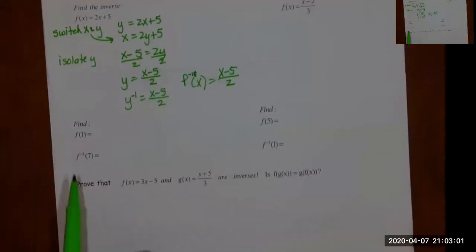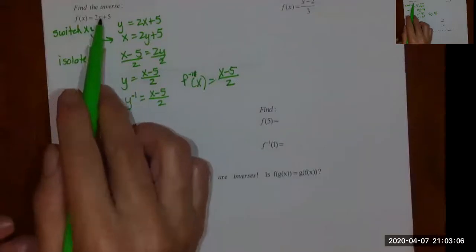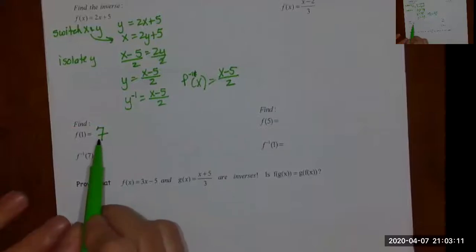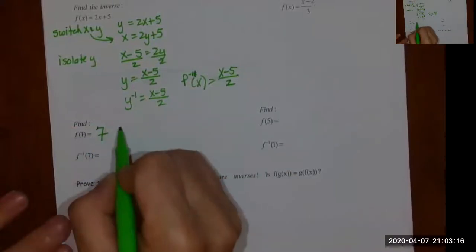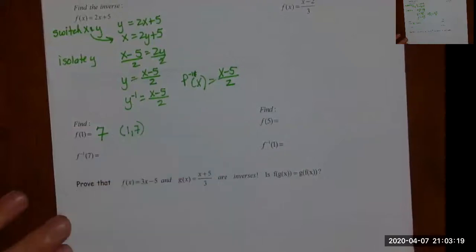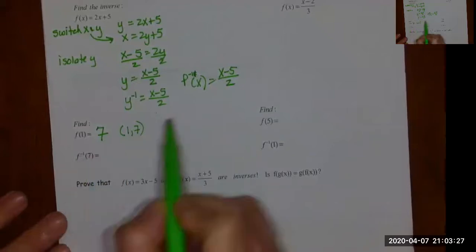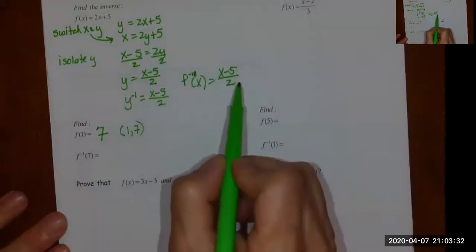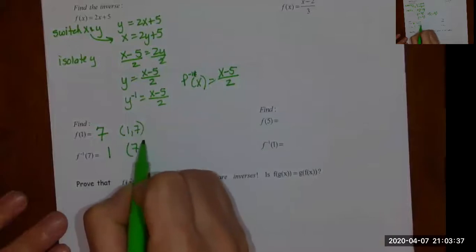Now here's the magic. Find f of 1. So if we took 1 and plugged it in here, 2 times 1 is 2, plus 5 is 7. That means if I take 7 and plug it into the inverse, since f of 1 equals 7, there's a point (1, 7) on the graph. So on the inverse, plug 7 in for x. 7 minus 5 is 2. 2 divided by 2 is 1. So that means there's a point (7, 1) on the inverse.